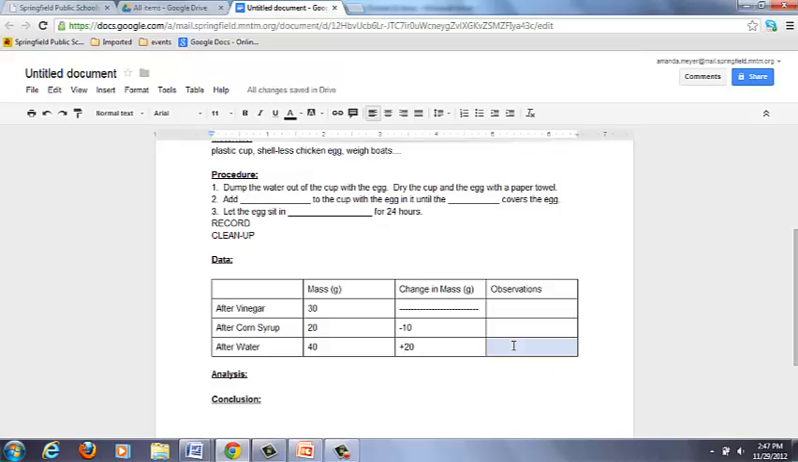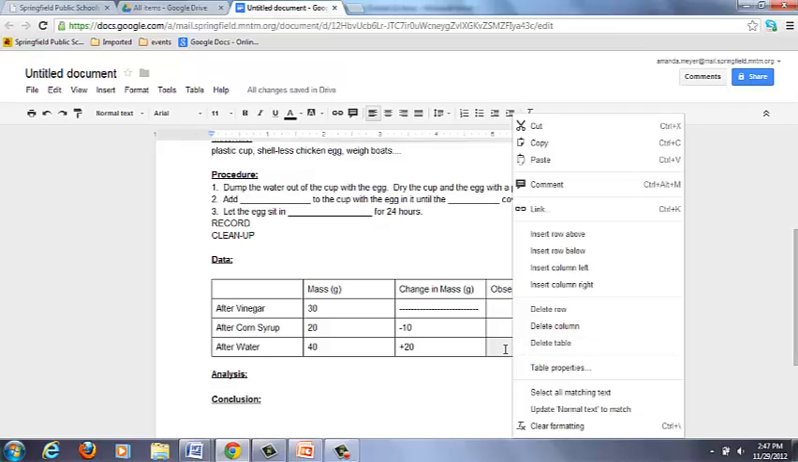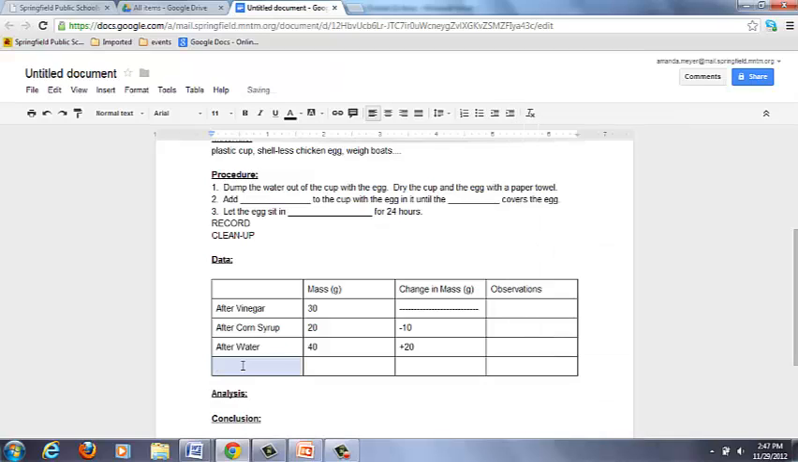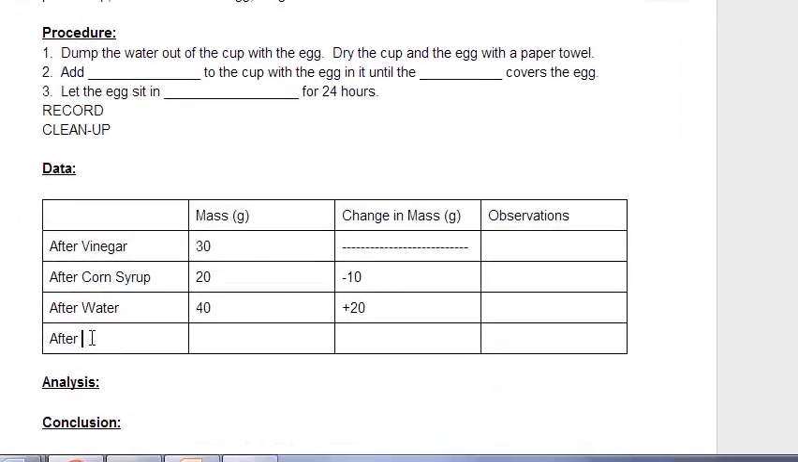All right? And then it looks like we do need one more row. So I'm right-clicking, and I'm going to insert another row below. And this is where you put in your liquid of choice. So after whatever it is you put it in, milk or soap or pop or whatever. Let's say it went to 35 grams. Again, I'm just making up numbers, which means it went from 40 to 35, which is a loss of 5 grams. And then any observations that you want to look at or add. All right, so that's the majority of our data.